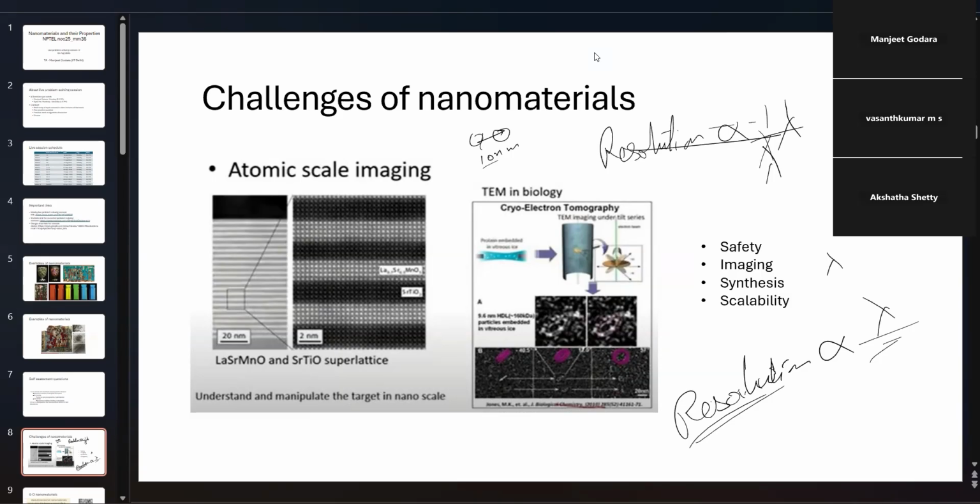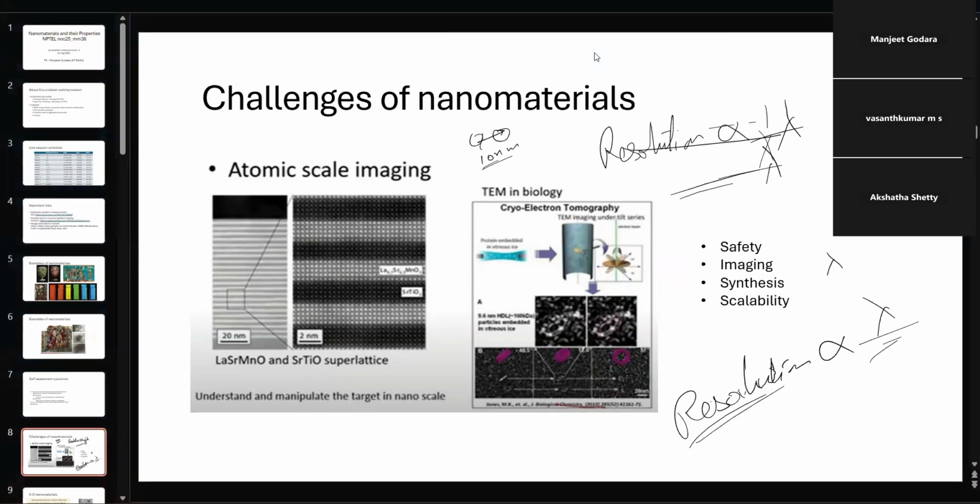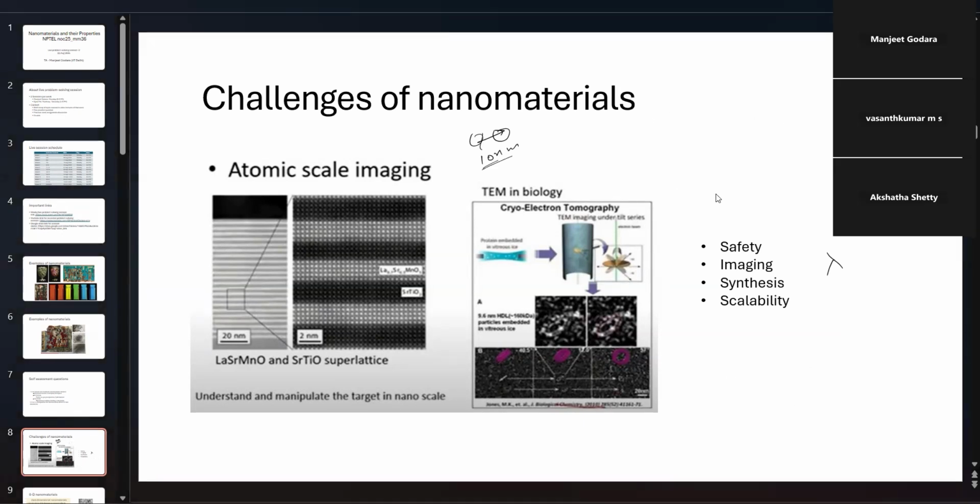Higher resolution means the lower the nanometer. The resolution is indeed proportional to length. So the smaller the resolvable distance, the finer the part, the better you can see. It is inversely proportional to wavelength.